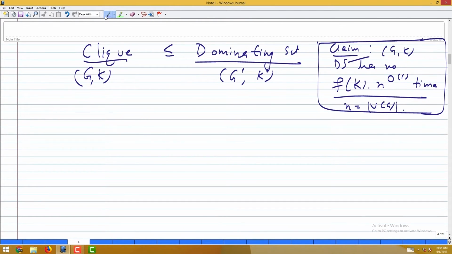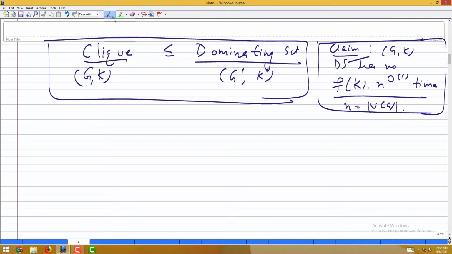To prove this, we'll follow the following framework. We'll give a reduction from the clique problem to the independent set problem. Is this easy to see? Clique to independent set, a parameterized reduction. What will be a parameterized reduction from clique to independent set? In clique, you're given a graph G and integer k, you want to find if there is a clique of size k. In independent set, you're given a graph G and integer k, you want to find if there is an independent set of size k.